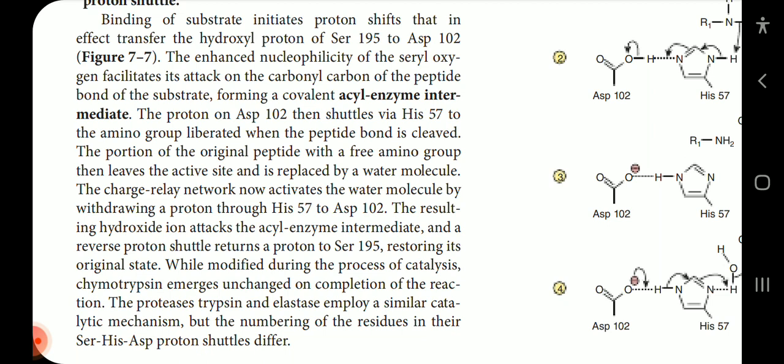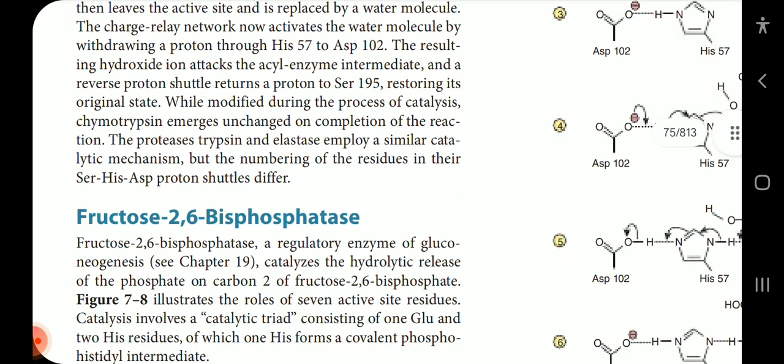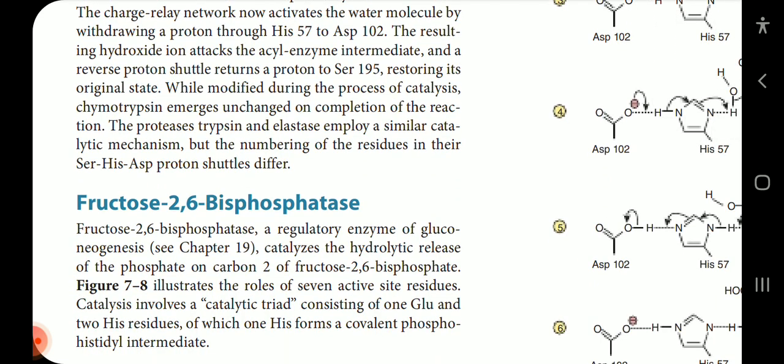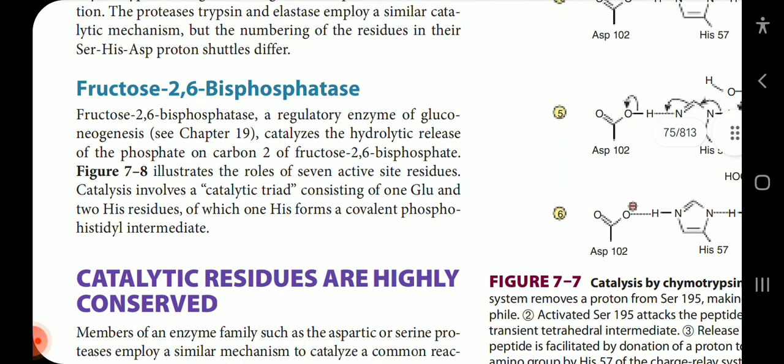The resulting hydroxide ion joins the acyl enzyme intermediate and a reverse proton shuttle returns a proton to Ser 195, restoring its original state. While modified during the process of catalysis, chymotrypsin emerges unchanged on completion of the reaction. The proteases trypsin and elastase employ a similar catalytic mechanism, but the numbering of the residues in their catalytic proton shuttles differs. Next comes fructose 2,6-bisphosphatase.